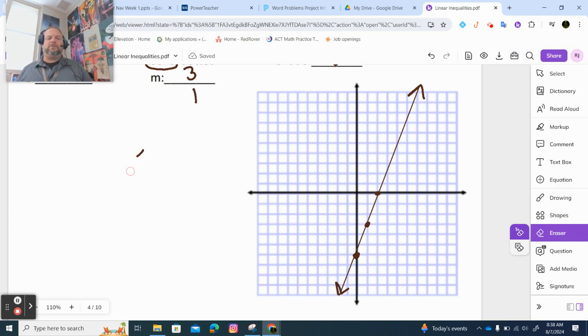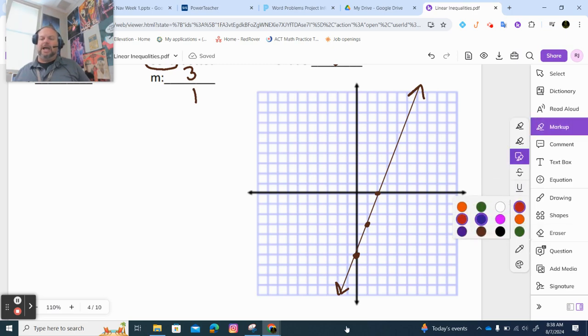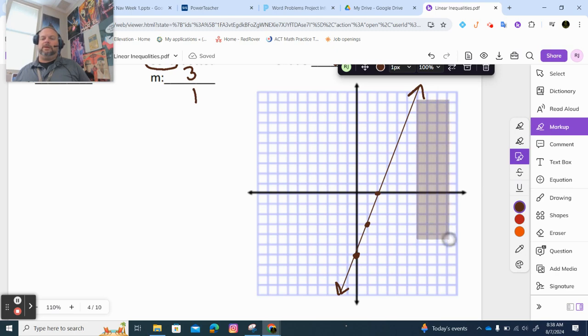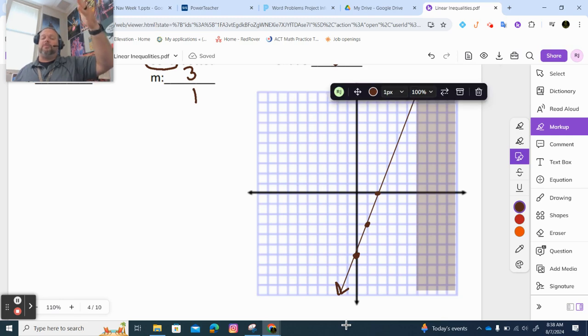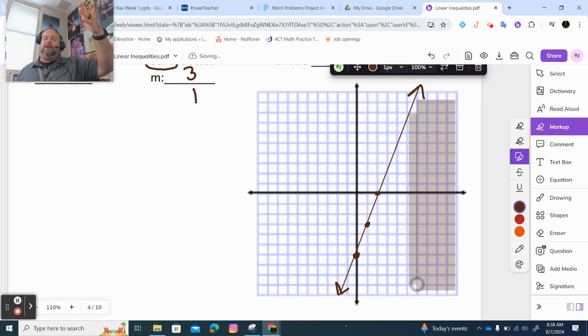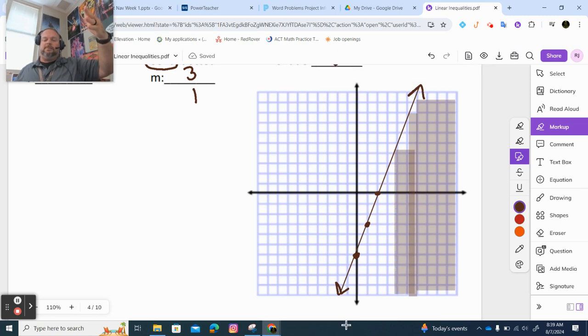All right. Which way do we shade, up or down? Down. Get down. So everywhere right there, down. I know it seems like it's really high up, but we're going from this graph down. From this graph down, down, down, down, down. Okay.